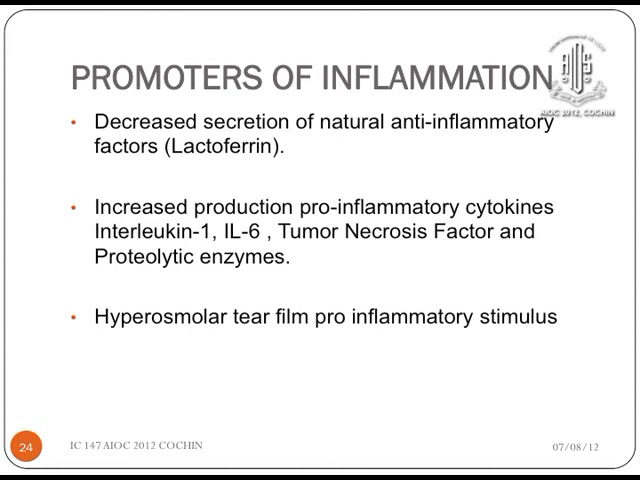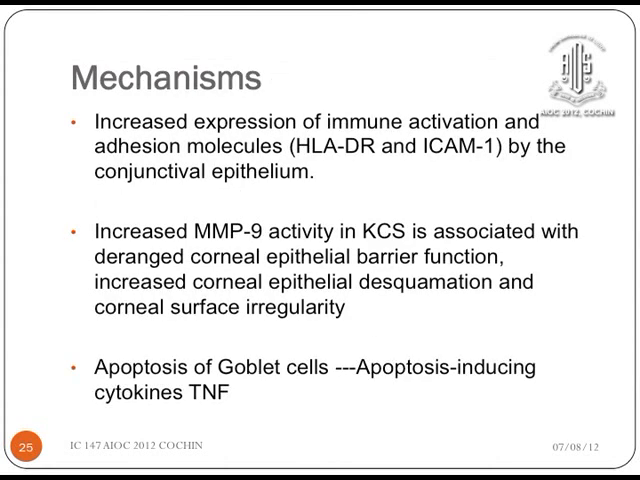Promoters of inflammation decrease secretion of natural anti-inflammatory factors like lactoferrin, and it leads to increased pro-inflammatory cytokines like IL-1, IL-6 and TNF, and this leads to hyperosmolar tear film and pro-inflammatory stimuli. This leads to expression of immune activation and adhesion molecules by the conjunctival epithelium. There is increased matrix metalloproteinase activity, which leads to deranged corneal epithelial barrier function, increased corneal epithelial desquamation, and corneal surface irregularity. Simultaneously, there is apoptosis of goblet cells caused by the cytokine TNF-alpha.